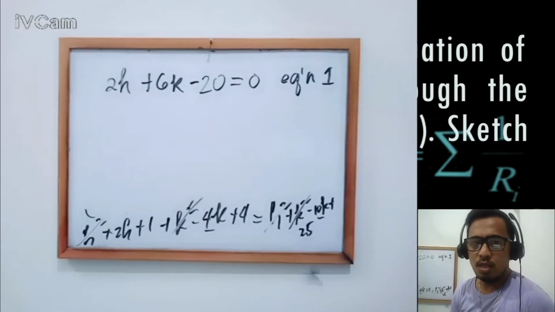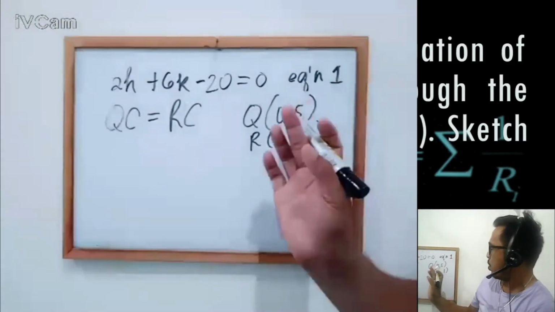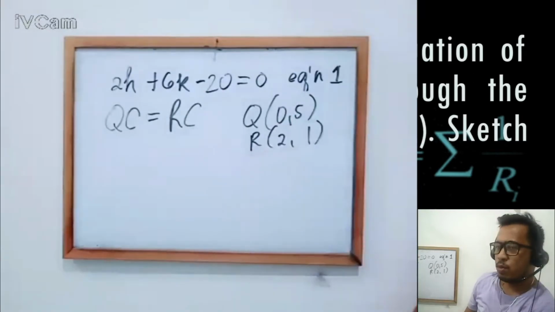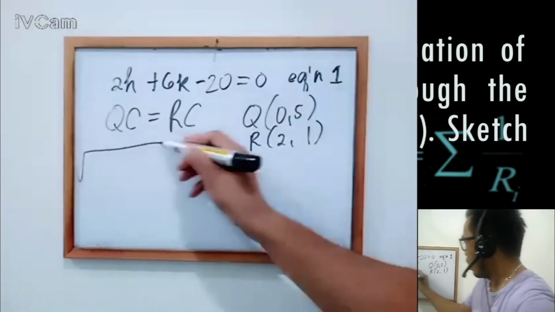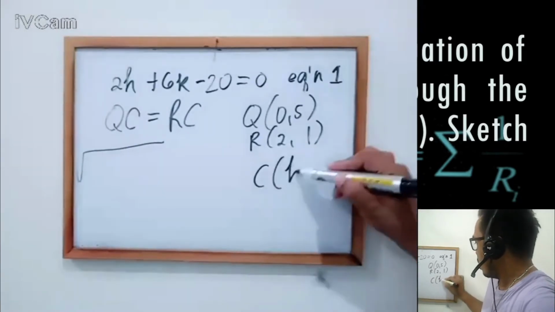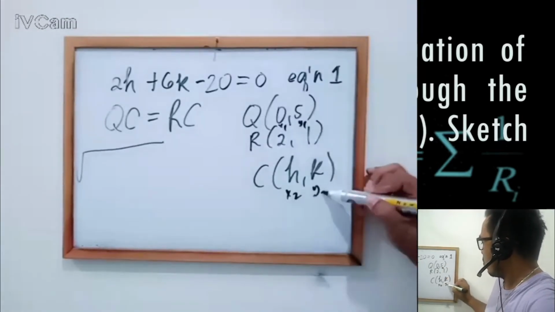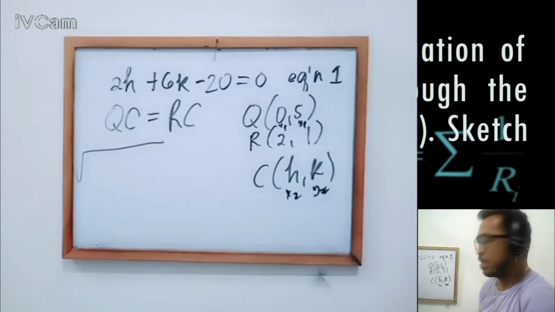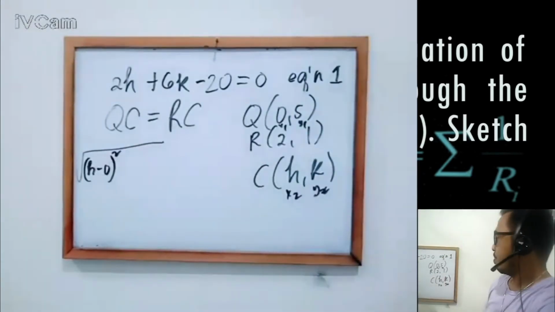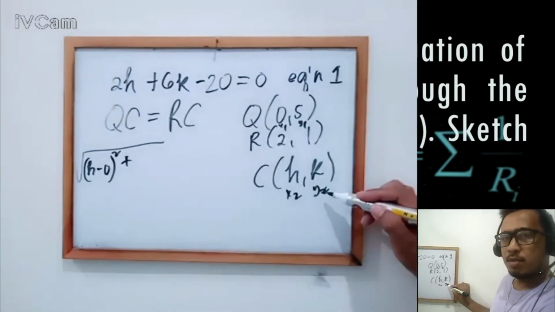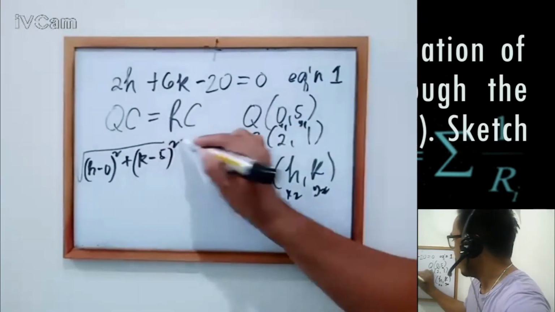Now we will consider the other case: QC is equal to RC. So Q is 0, 5, R is 2, 1, and the center is the point h, k. H is unknown, K is unknown. So it is now the square root of, say, for example, our center is h, k. We set this as x sub 1, y sub 1, x sub 2, y sub 2. If we use the distance formula, you have x sub 2, which is h, minus 0 squared, plus your y sub 2, which is k, minus your y sub 1, which is 5, quantity squared.